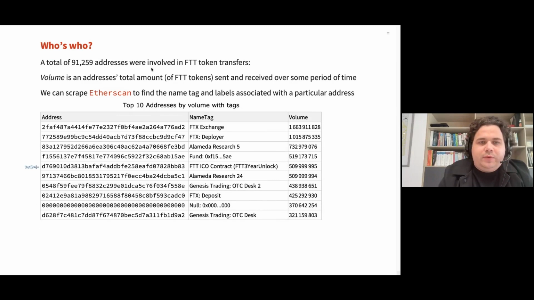So to do that, we first scrape Etherscan to see which addresses correspond to which real-life entities. For example, if we take the 10 addresses ranked by volume, the top 10 addresses, we get different name tags that correspond to the real-life entities. The two main entities that we're going to focus on are FTX and Alameda. And by the way, this volume is over a period of time, which is from April 2019 to December 2022.